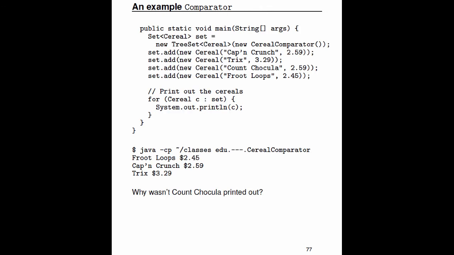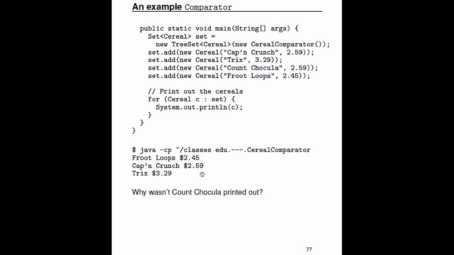And here's a main method that uses that comparator. I want to have a set of cereals. Actually, it's a sorted set, but it's also a set, which is a new TreeSet of Cereal, and it's going to sort its elements using a new CerealComparator. Now I'm going to add 4 cereals: Cap'n Crunch for 259, Trix for 329, Count Chocula for 259, and Fruit Loops for 245. And I'm going to iterate over my set and print each one of them out.